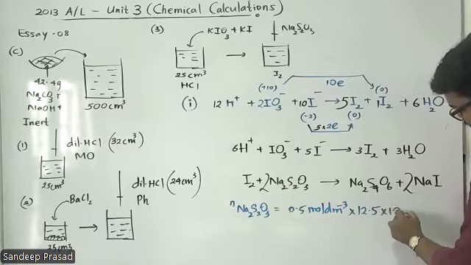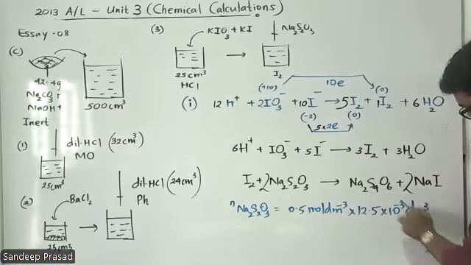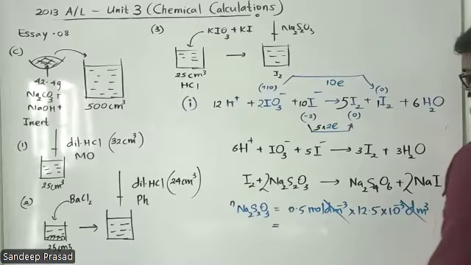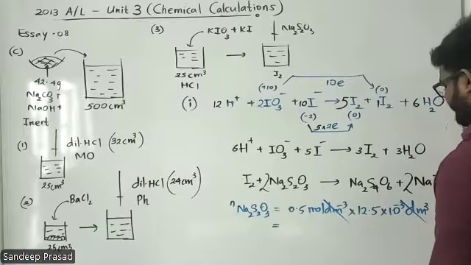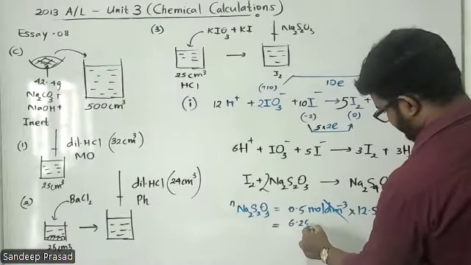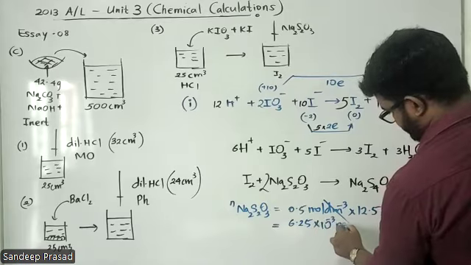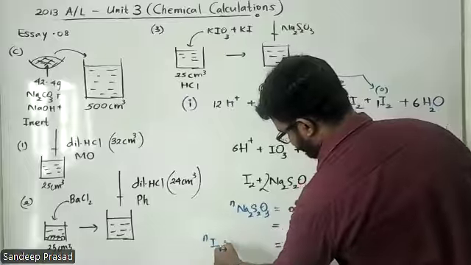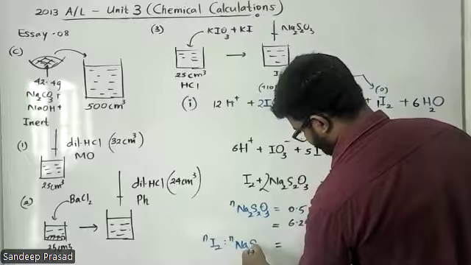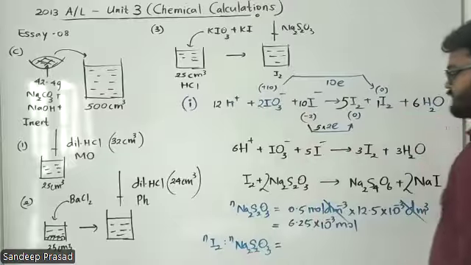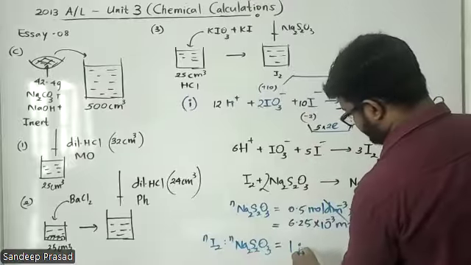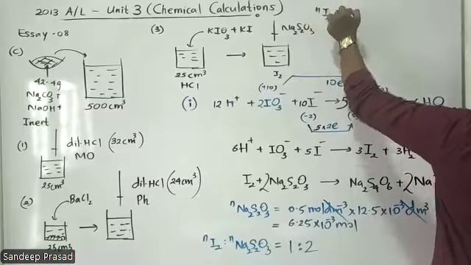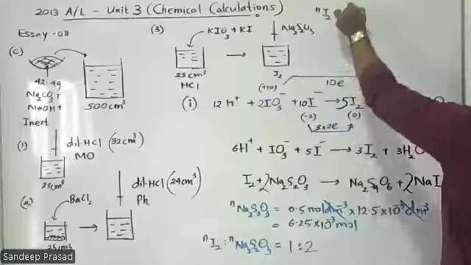12.5 10 to the power minus 3 cubic. So therefore the answer is 12.5 multiplied by 5, 625. So therefore 6.25 10 to the power minus 3. So the reaction stoichiometry between iodine and sodium thiosulfate is 1:2. So therefore the number of iodine moles is half of this one.